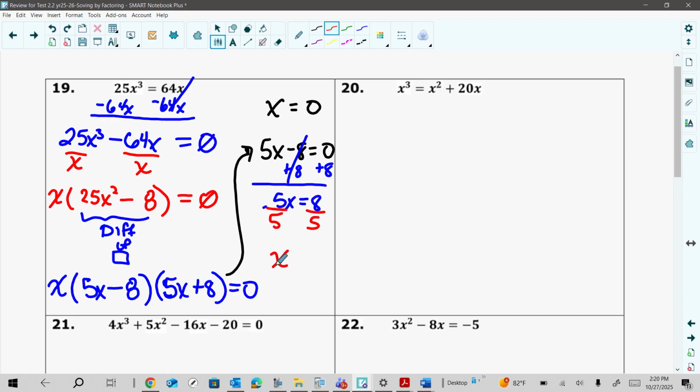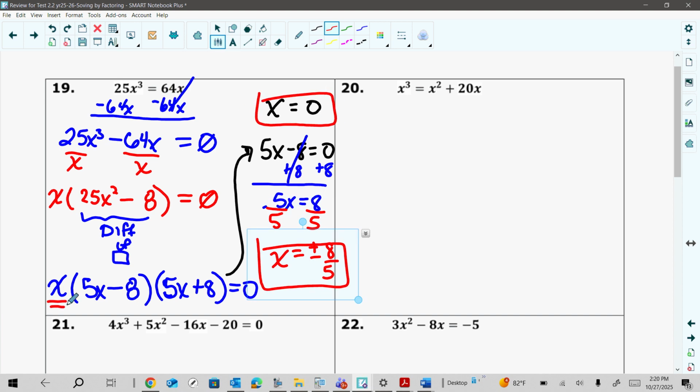So our answer is one's going to be a positive 8 and one's going to be a negative. So to show that, you do plus minus 8 over 5. So our two solutions are x equals 0. That was this first factor here.